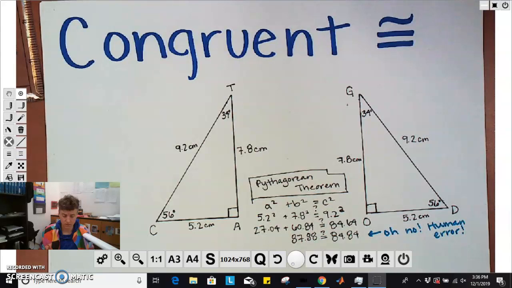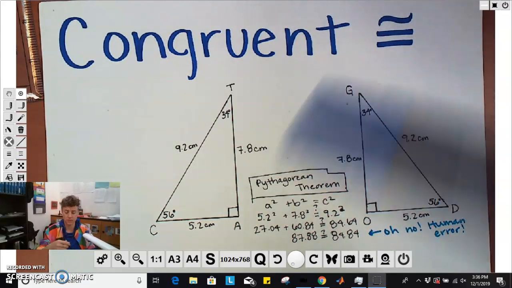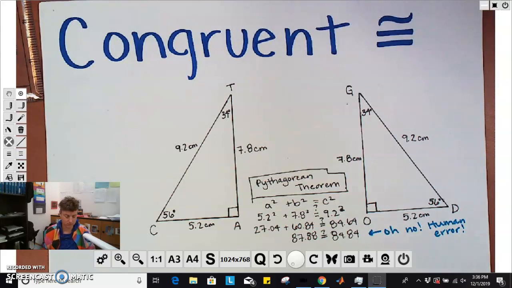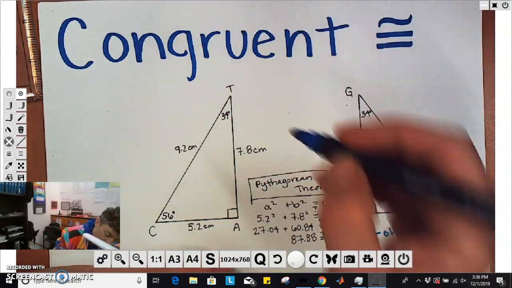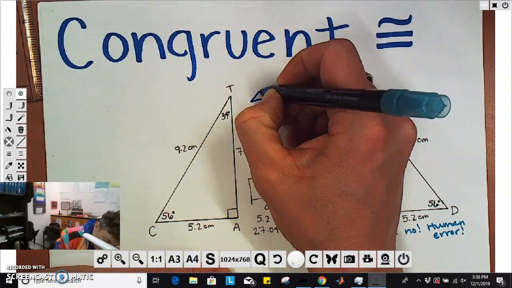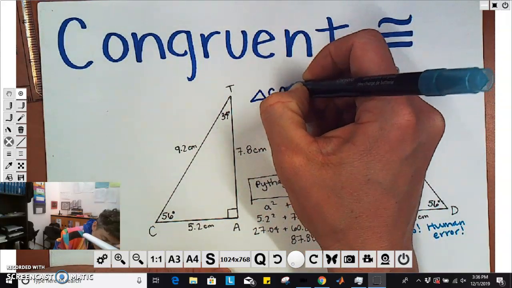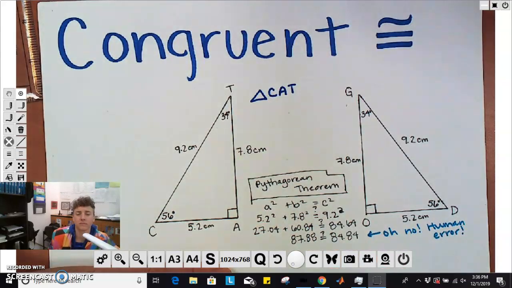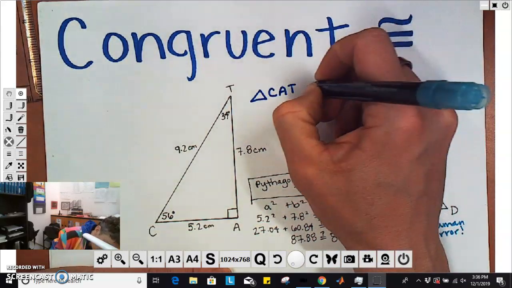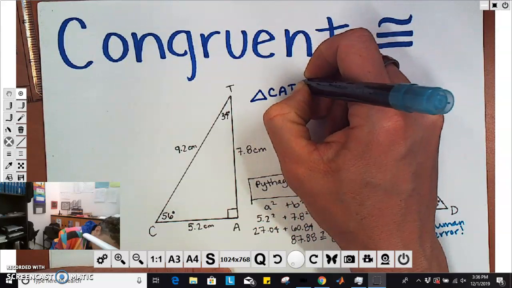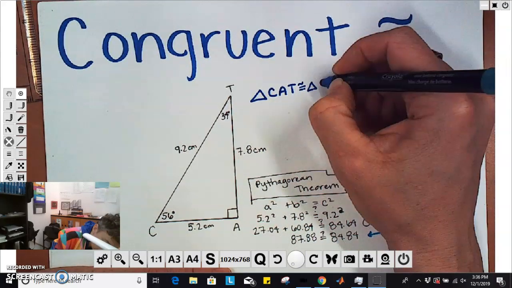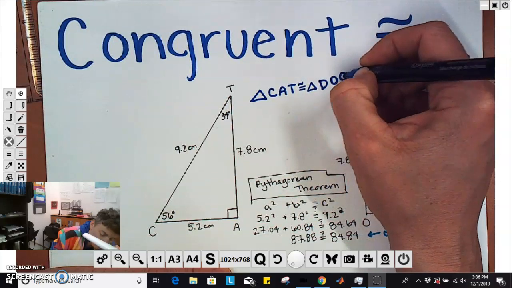So now we can write a congruence statement, because we did show that the triangles were congruent. We did show that every single part of this triangle had a corresponding part that was exactly the same in this other guy. So our congruence statement says triangle CAT, triangle cat, is congruent to triangle DOG.